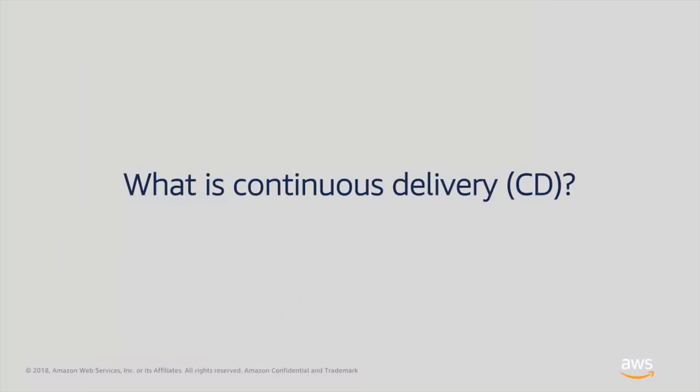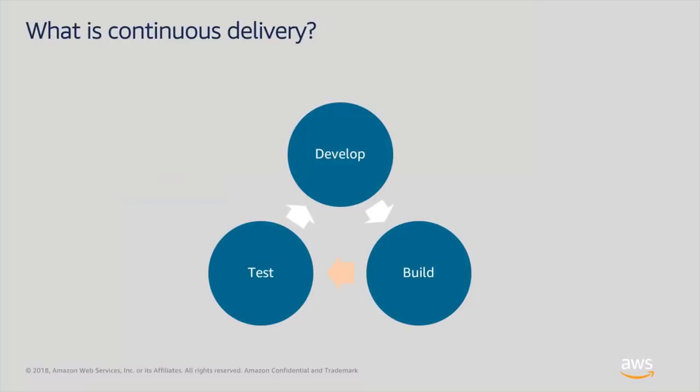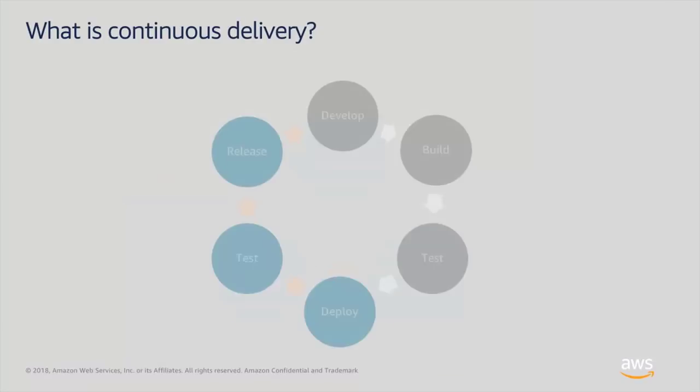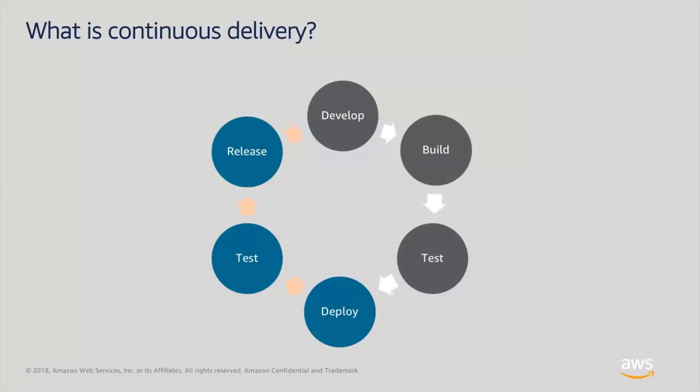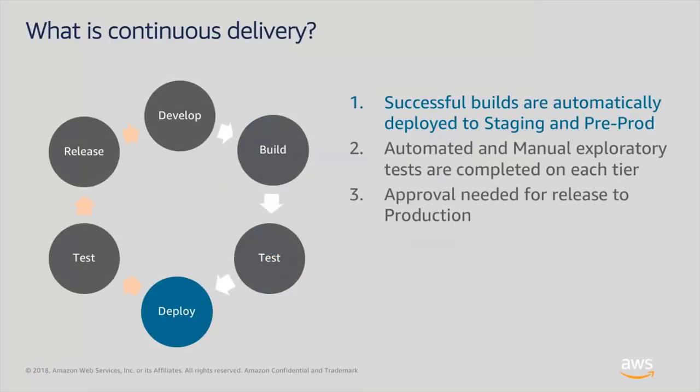So what is continuous delivery? Well, continuous delivery is the idea of taking the CI steps and extending them a little bit. So adding deploy, test, and release. So it's the act of taking that built artifact and getting it out to production. So it starts with deploying the built artifact. So we're going to go through and make sure that it can get deployed to a staging and pre-prod environment.